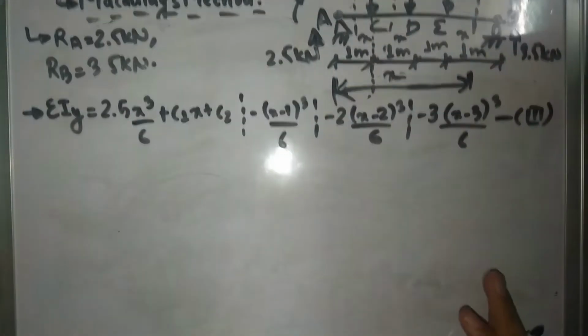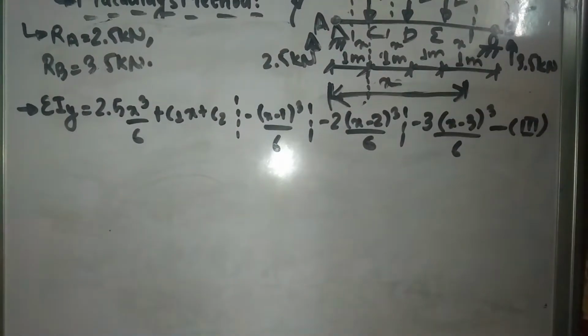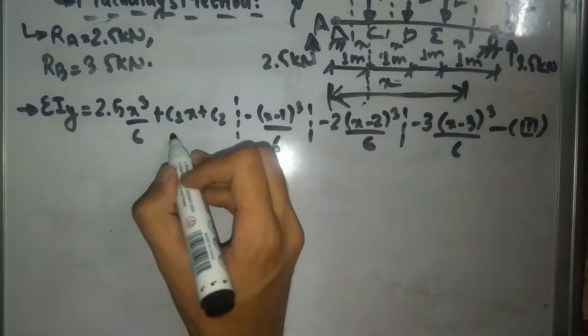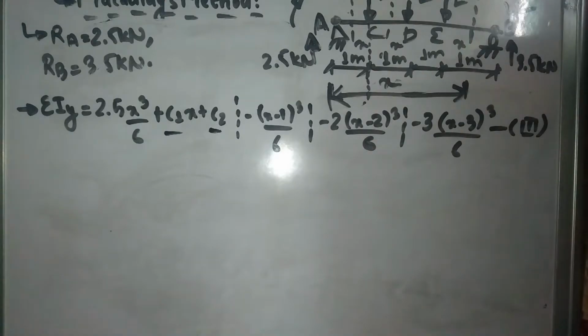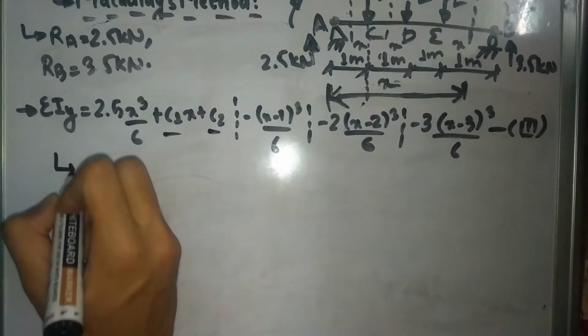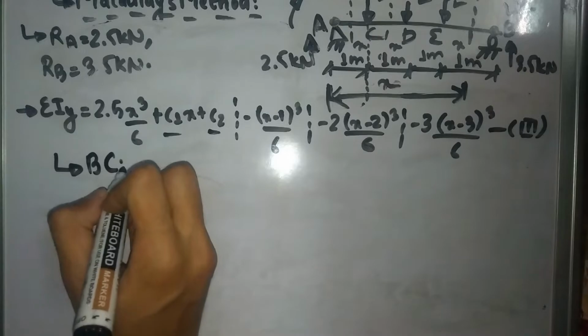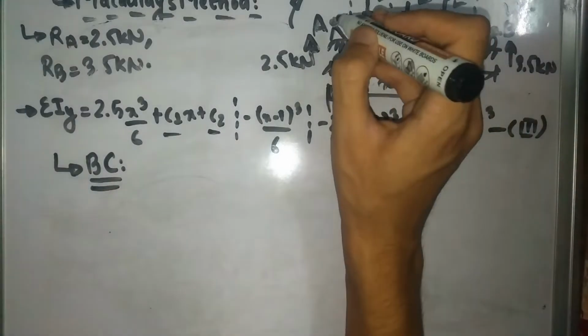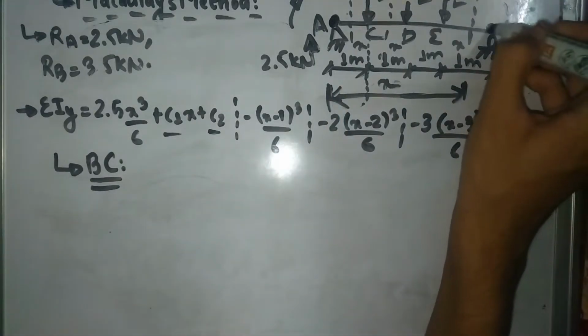So right now this is my deflection equation, 2.5 x cube plus c1 x plus c2. As I told before, I need to find my value of c1 and c2. So firstly, in order to find our value of c1 and c2, we're going to apply boundary conditions. So what are the boundary conditions? Boundary condition means we're going to apply the condition of point A and point B.